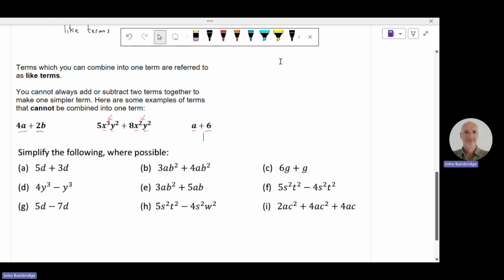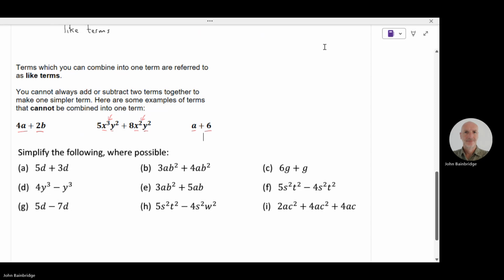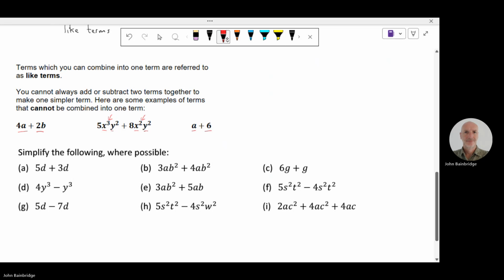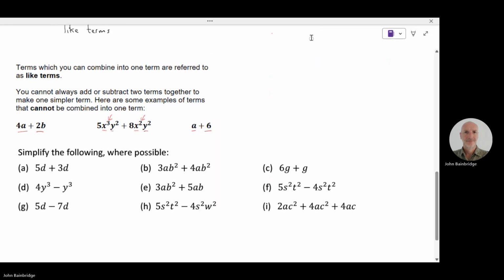All right, so now I would suggest again that you pause the video and look at these 9 problems here. Simplify the following where possible. Okay, I'll go through them quickly now.